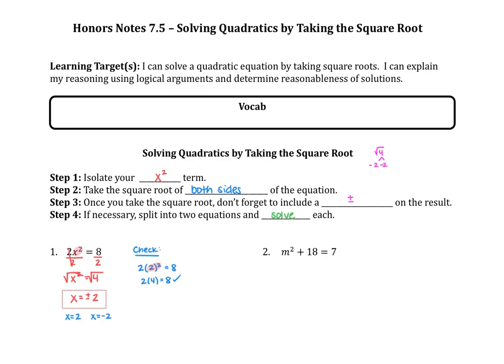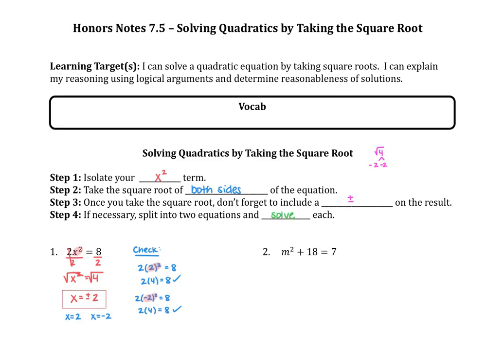It worked. You would also check your -2. Again, you would do your squared, -2 squared, still results in +4. And 2 times 4 gives me 8. So we know we've done it correctly. All right, let's try number 2.